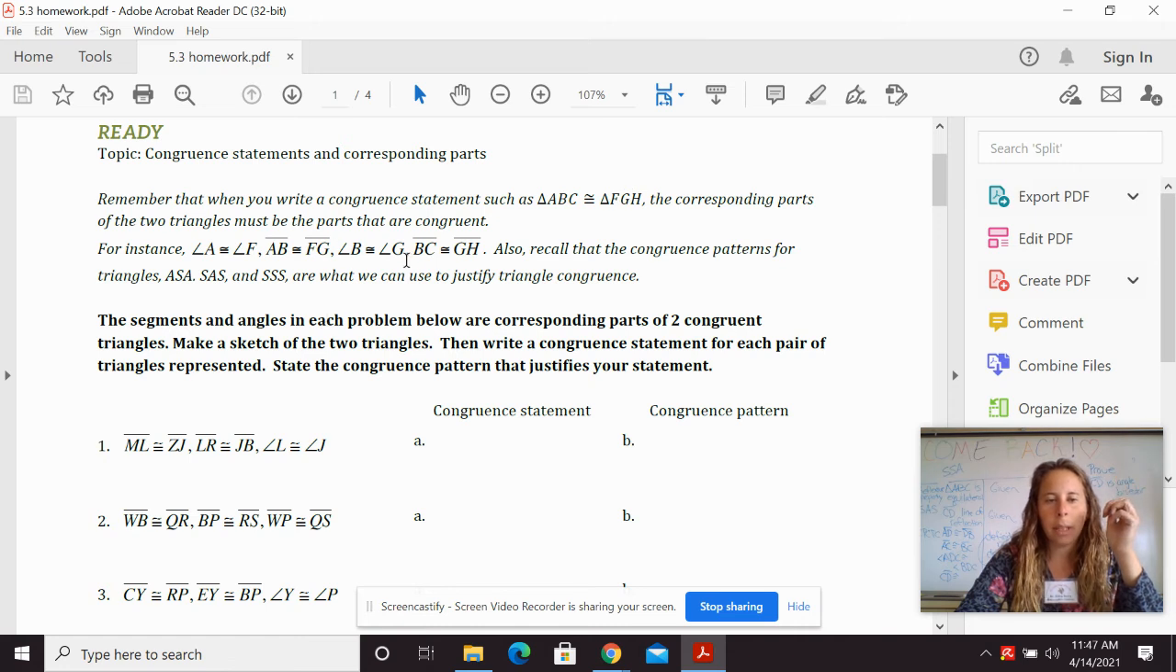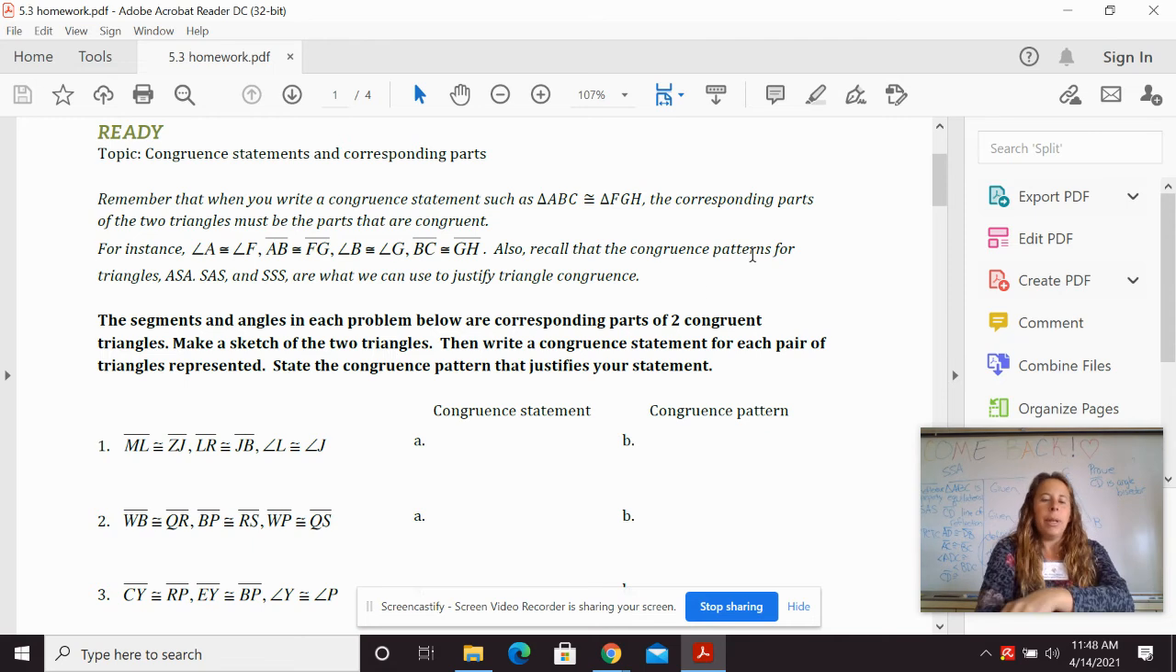Angle B is congruent to angle G. BC is congruent to GH. And also angle C is congruent to angle H. They didn't write that one, but it's okay. Also recall that the congruence patterns for triangles, angle, side, and side, are what we use to justify triangle congruence. There's also angle, side, but that's all right.